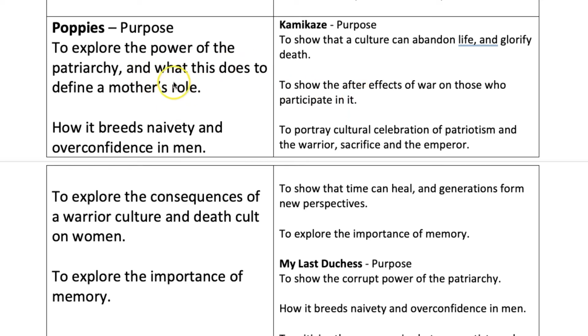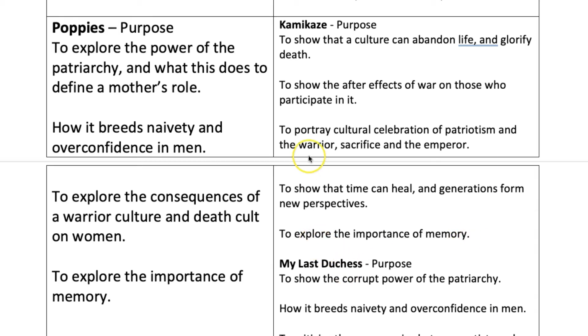And here it's those left behind that we have the comparison to. To portray a cultural celebration of patriotism and the warrior and sacrifice, here also for the emperor, which is a slight difference to Poppies. To show that time can heal and generations form new perspectives. Arguably, I think the image of the mother in Poppies standing at the memorial to dead soldiers probably suggests that time doesn't heal. So an interesting difference there that would create a nice contrast for you. And this one also explores the importance of memory to our understanding.